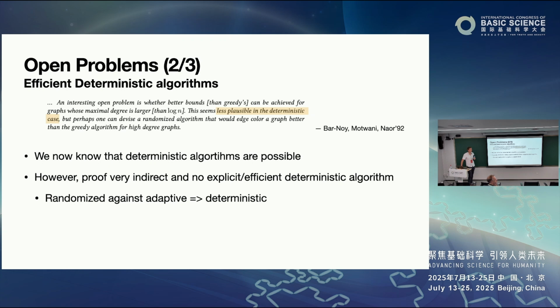Exactly. So like you have a giant tree. You have a randomized algorithm that works against any adaptive adversary. So there is some choice that has to work against any future. Take that choice. But that's a very indirect proof of existence.